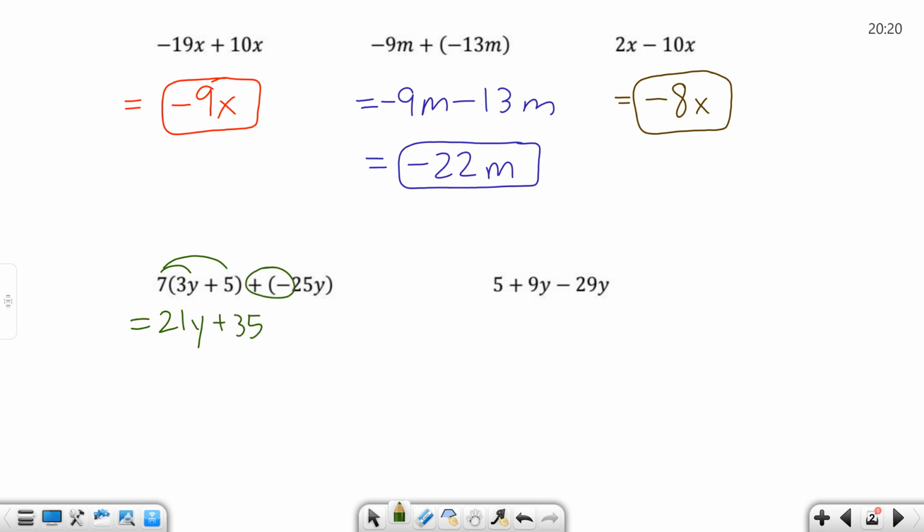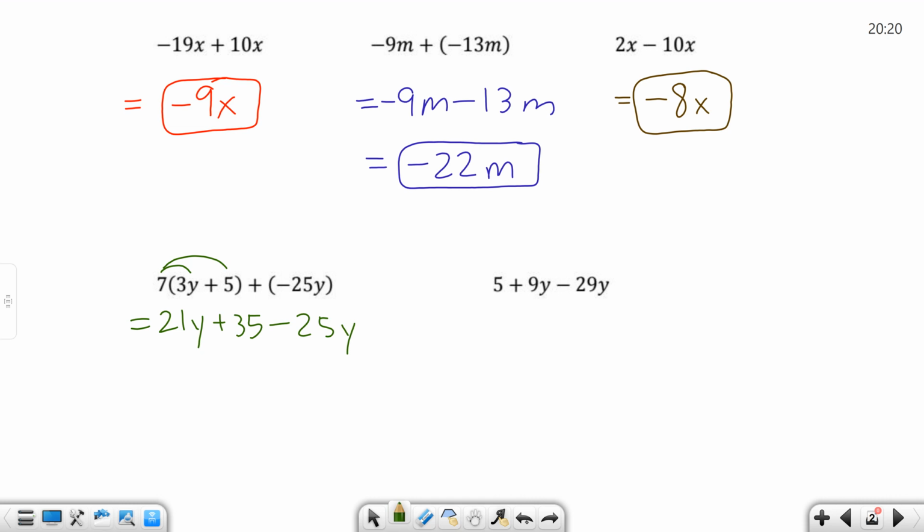And then what does plus and negative really mean? It means minus 25y. This plus sign says you're not multiplying those two things. That plus sign separates it. You're only multiplying the 7 times that first parenthesis because there's nothing between the 7 and that parenthesis. So you're multiplying it. All right.